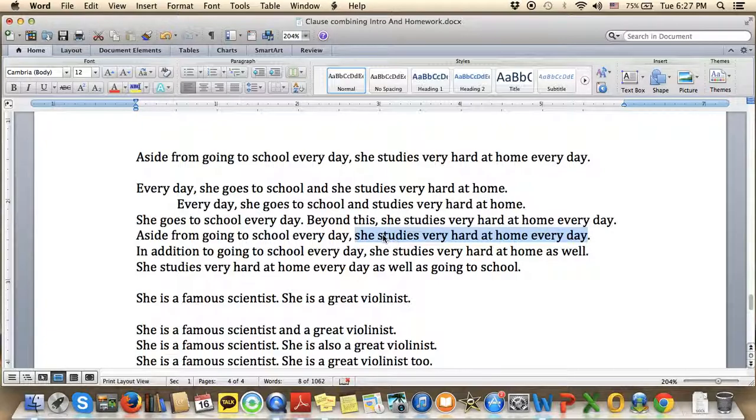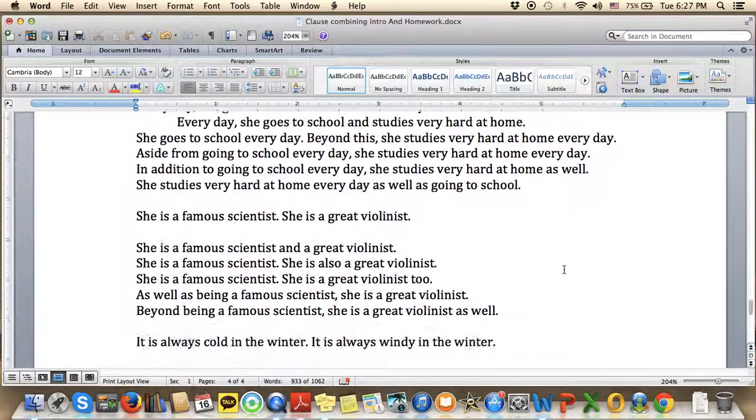Okay, hopefully you thought about it for a second and now you're looking at it. We could put the "also" right here, not a problem. We could put the "also" right here. Yay, those two places. We cannot put the "also" right here. That does not work. So, two places. I could say "she also studies" right here, or I could say "she studies very hard at home every day also," just like that. Okay, let's move on.